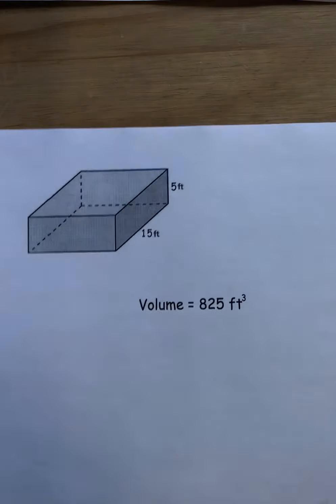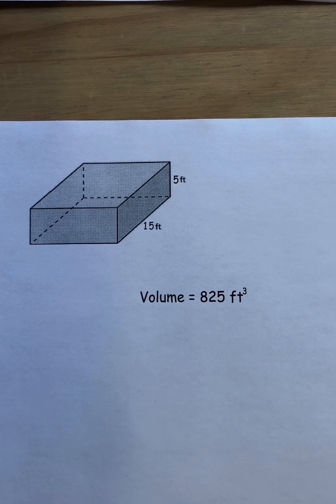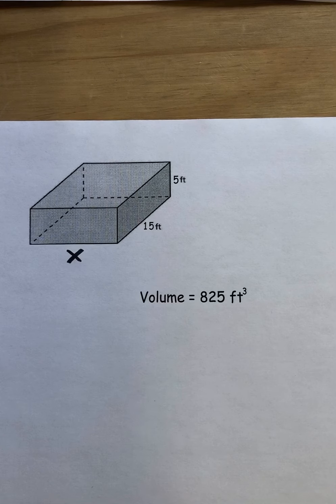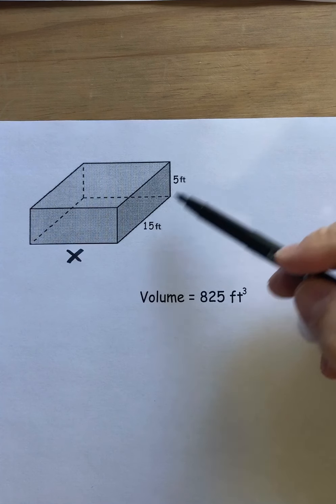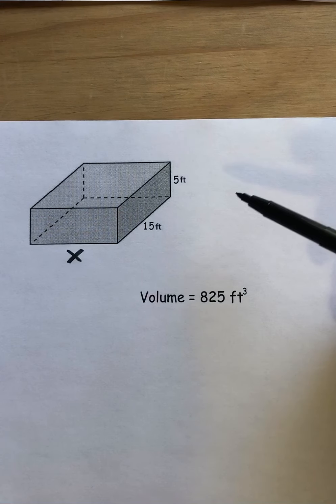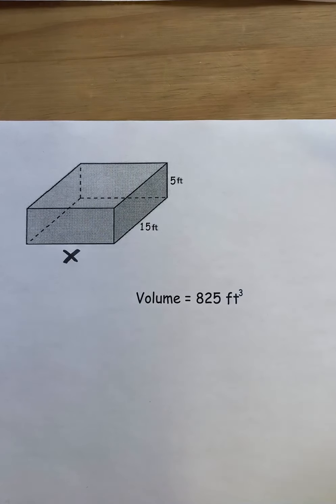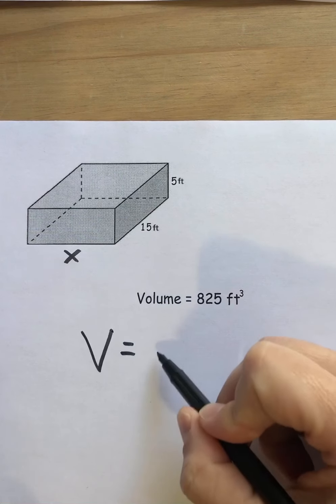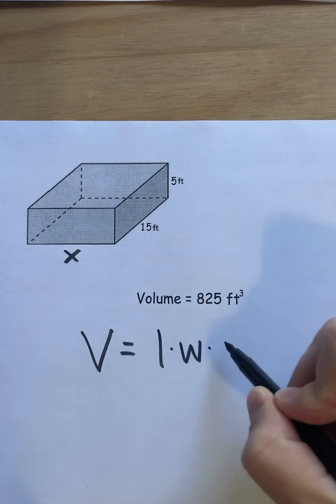This is the last thing we're going to do to bring this all together, is we're going to take a look at a problem that's missing a dimension. We don't know that value. So we know the width and we know the height, but we don't know the length. So the cool thing here is, because we do know the volume, we can use the equation we know. Volume equals length times width times height.